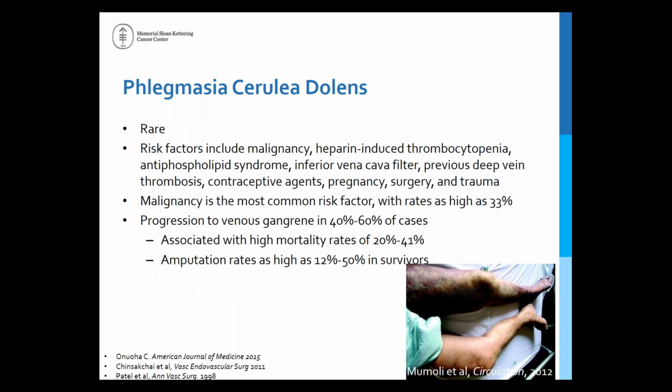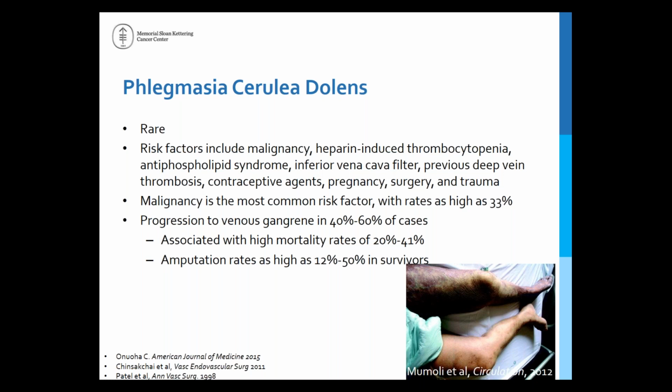Risk factors include malignancy, heparin-induced thrombocytopenia or HIT, and other coagulation disorders. When there's a presence of an inferior vena cava filter, that also may place the patient more likely to develop this rare entity, as well as contraceptives, pregnancy, surgery, and trauma. Now, malignancy is the most common risk factor for Phlegmasia cerulea dolens, with a rate as high as 33%.